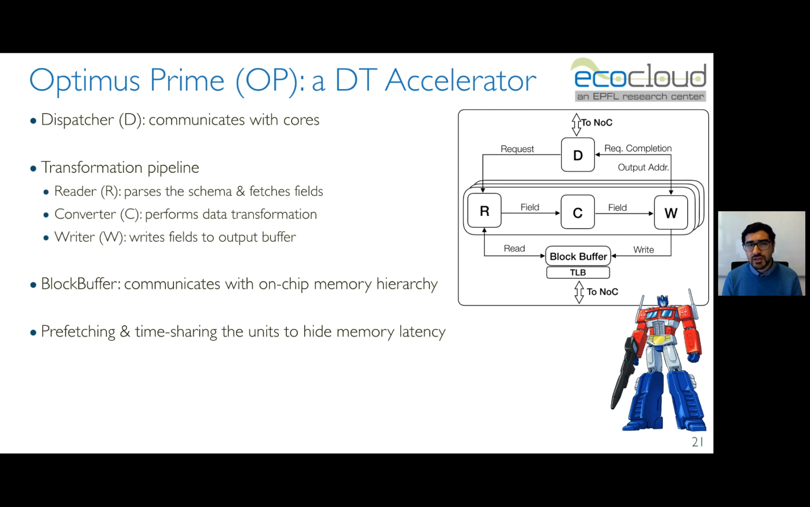The converter is a 4-stage pipeline and has a small instruction memory, which makes it programmable and allows compatibility with future data formats. The writer gets the transformed fields from the converter and writes them to the output buffer, for instance, in case of the serialization. In addition to these, OP has a block buffer which acts as a scratchpad, and its role is to communicate with the on-chip memory hierarchy and translate the virtual addresses. OP also uses prefetching and time sharing of the units to hide memory latency.